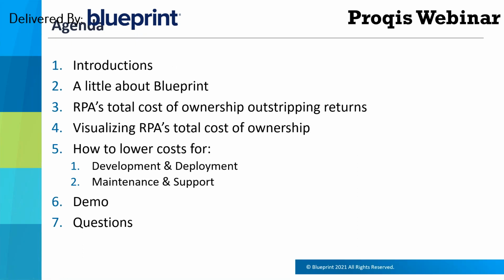So we're going to take you guys through a little bit of an overview of what Blueprint is. We're going to talk about the costs of RPA and give you a little bit more context. Then we're going to jump right into today's topic and break down what the cost of ownership looks like. And then we're going to show you a little bit about how Blueprint enables RPA initiatives to lower these big costs in a live demo before we take any questions that you might have at the end of the presentation.